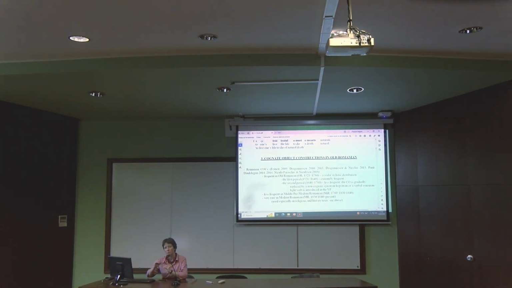Either the CO is replaced by a non-cognate synonym or hyponym, or we introduce a prepositional phrase and then we no longer have an NP or DP, or we introduce a light verb or a verbal synonym, and so on and so forth. They are less frequent in Middle or pre-modern Romanian, and very rare in modern Romanian, as we have already seen, where they are used especially in religious and literary texts, with the exception of verbs expressing creation and or consumption.